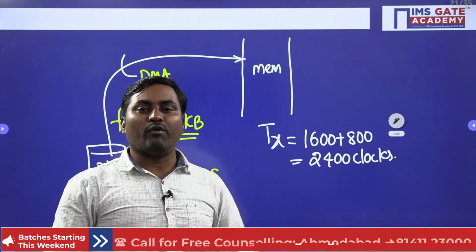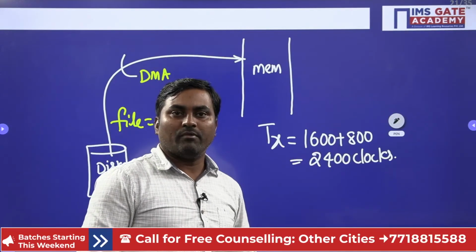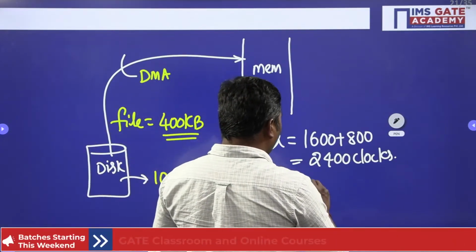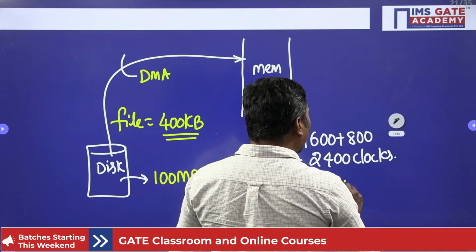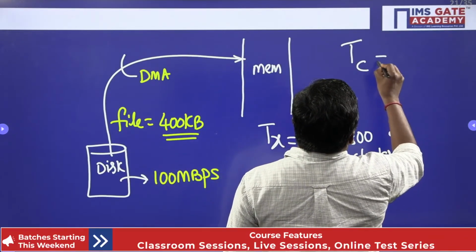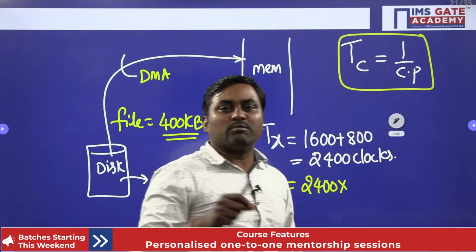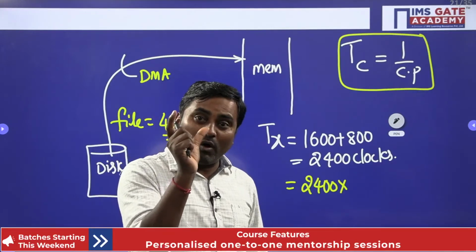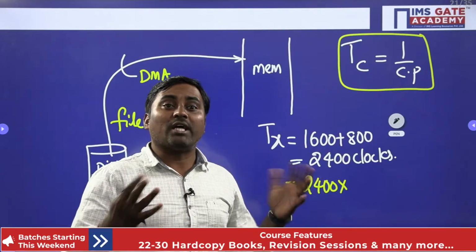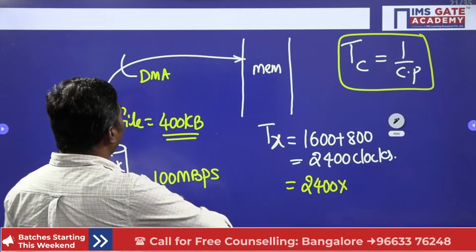Now the transfer time needs to be found out, but we need it in terms of time, and we have it in terms of clocks. So clocks must be replaced by time. This is 2400 clocks, so we need to find the clock time. Clock time, the cycle time of one clock, is the reciprocal of the clock rate. This is a very important point. If you know the cycle time, we can get the clock rate, and if you know the clock rate, we can get the cycle time. So what is the clock rate?